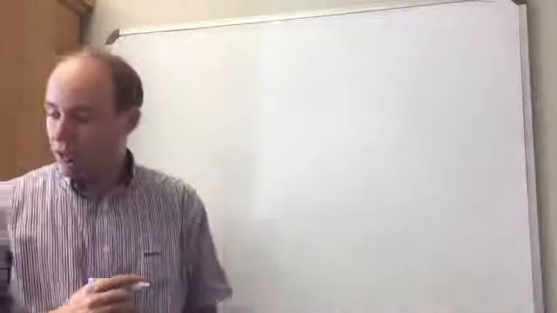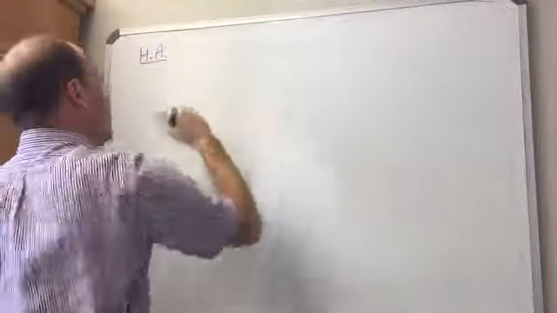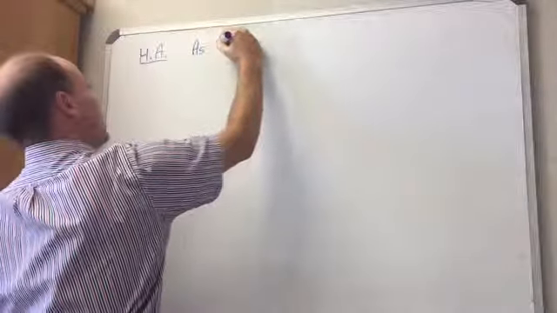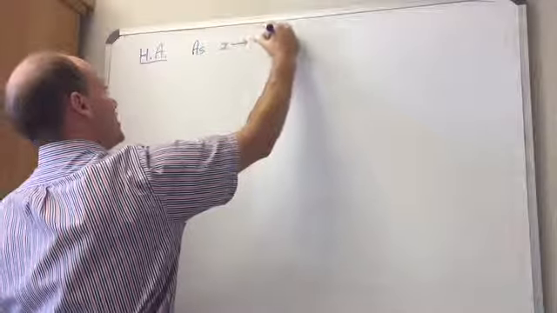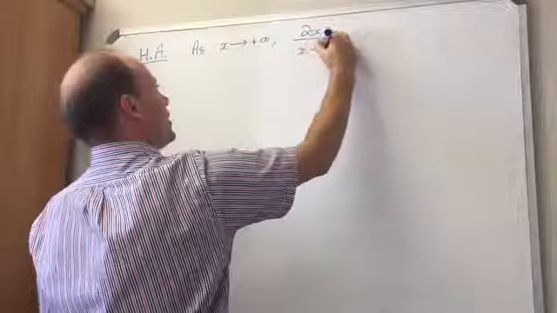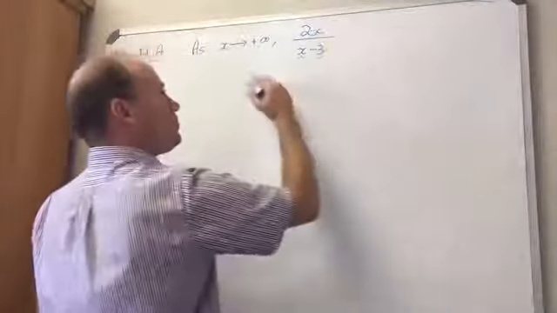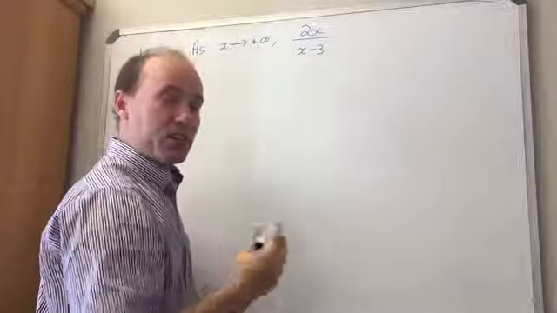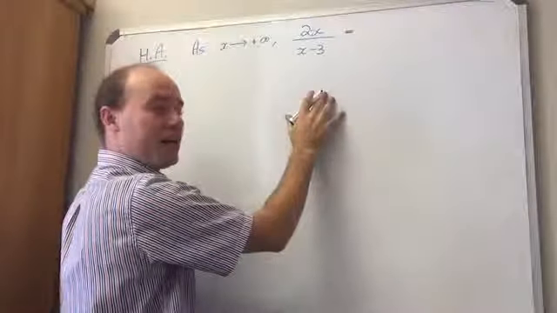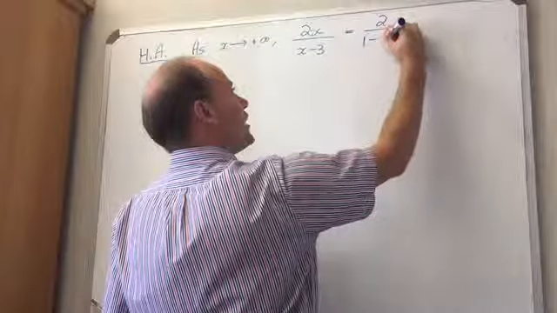Right, so let's do the horizontal asymptotes. We stare at our formula and we consider what happens as x tends towards plus infinity, say. Our formula is 2x over x minus 3. Since we're trying to figure out the limit as x goes to plus or minus infinity, we can take out the highest power of x from top and bottom here. So we can write this as 2 over 1 minus 3 over x.